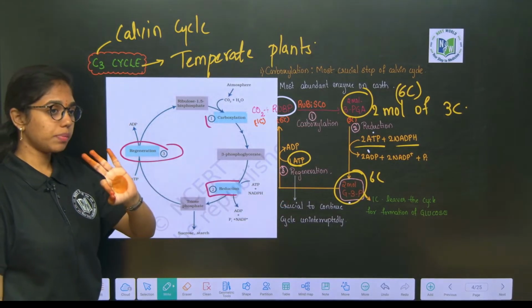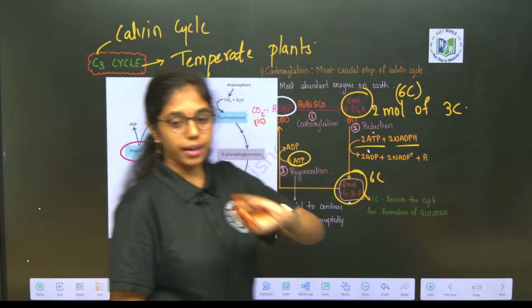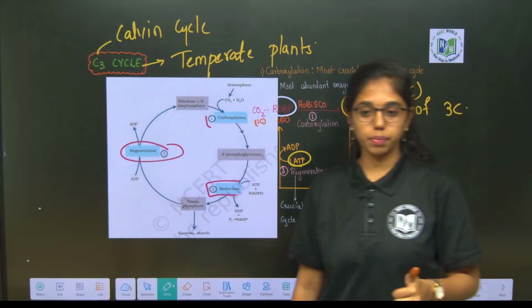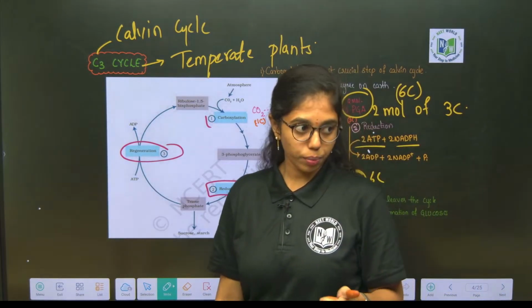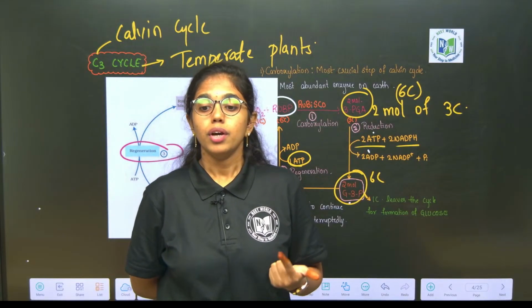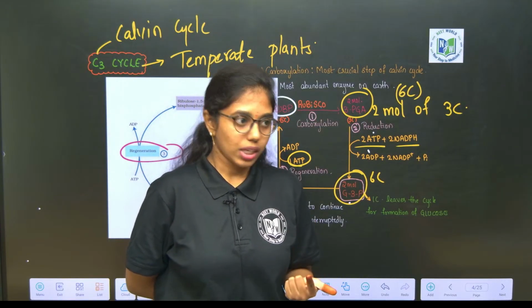What are the 3 steps? Carboxylation, reduction, regeneration. Carboxylation, what is the primary acceptor of carbon dioxide? RuBP. What is the first stable product formed? 3-PGA, that is 3-phosphoglyceric acid.